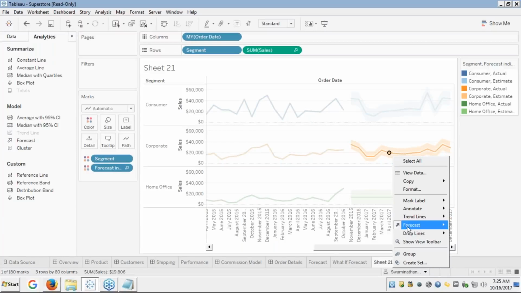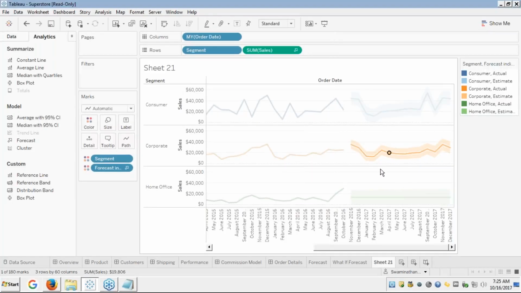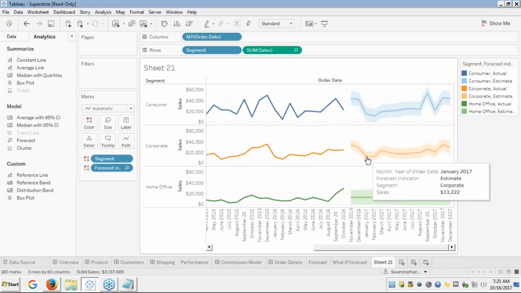If I right click here and show you the confidence intervals in the forecast options, by default the show prediction interval is 95%. That is the default. Either I can choose 90, 95 or 99. I'm choosing 95 for more accurate data. So 95 would be the best and most appropriate thing to choose.